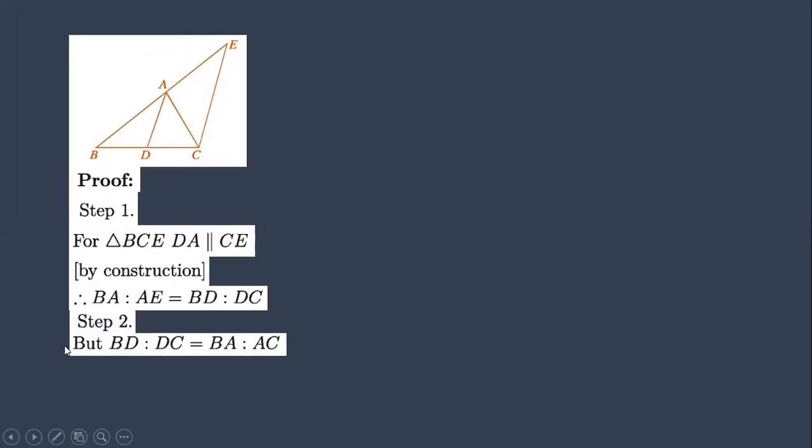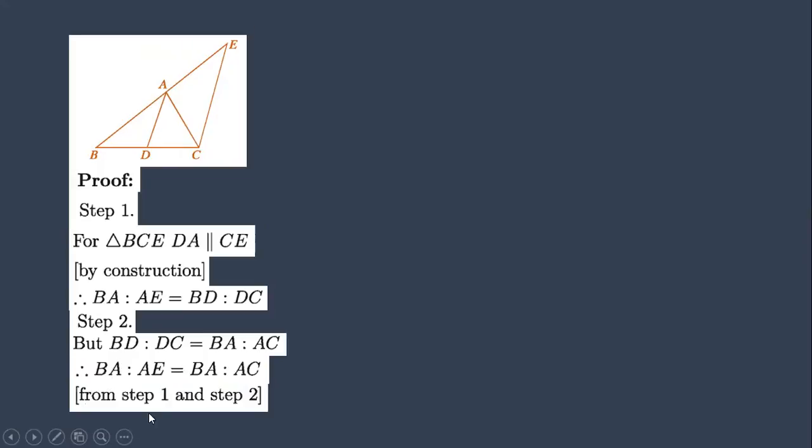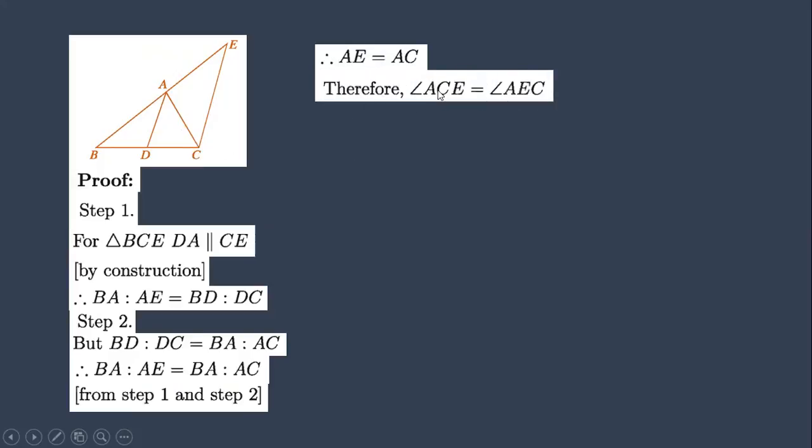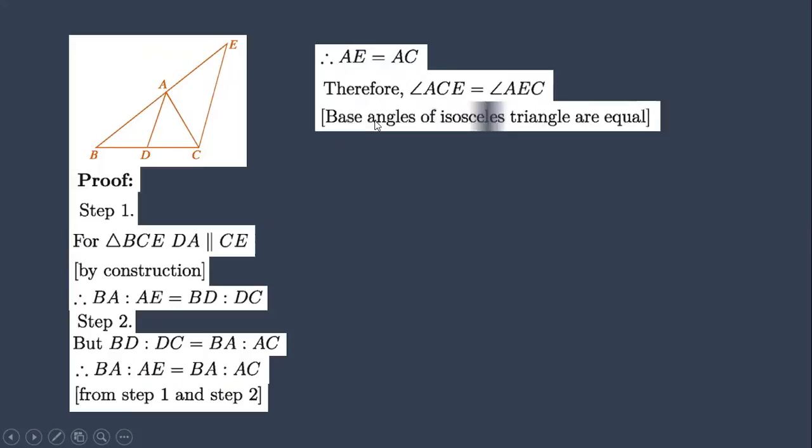Step 2. But BD ratio DC is equal to BA ratio AC. So BA ratio AE is equal to BA ratio AC, from steps 1 and 2. So AE is equal to AC. Therefore, angle ACE is equal to angle AEC, base angles of an isosceles triangle are equal.